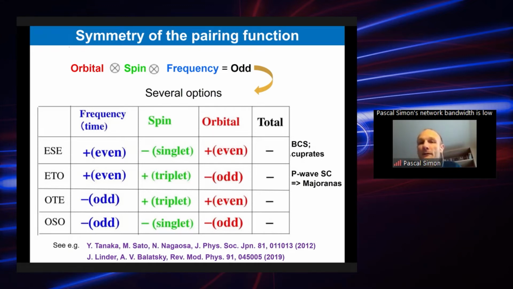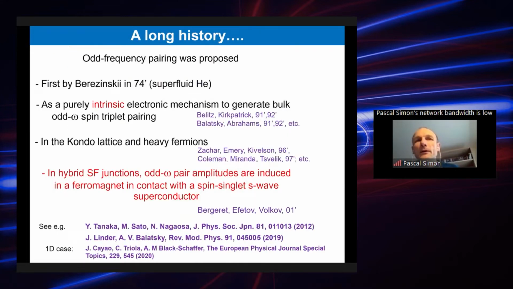These all satisfy the Pauli principle, and the first two are quite popular and obvious, but people have been looking for the last two, at least the OTE, the odd triplet even. So there have been many reviews written on that, a recent one by Linder and Balatsky. And what I want to emphasize, in a short word about history, is that this odd frequency pairing was proposed by Berezinskii.